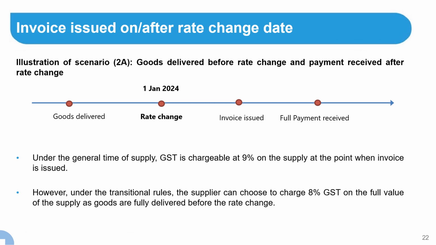This example illustrates scenario 2A, where the goods are delivered before the rate change date, but invoice and full payment is after the rate change date. According to the general rule, the time of supply for the transaction is triggered after the rate change date, and hence GST shall be charged at 9%. However, under the transitional rules, the supplier can choose to charge GST at 8% on the entire value of the supply if the goods are fully delivered before the rate change date.